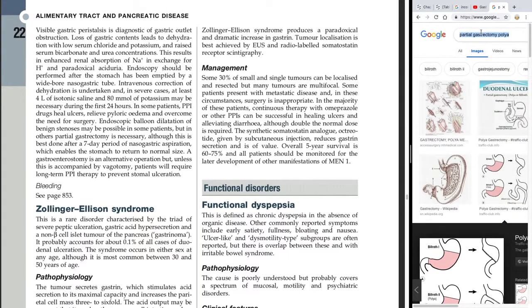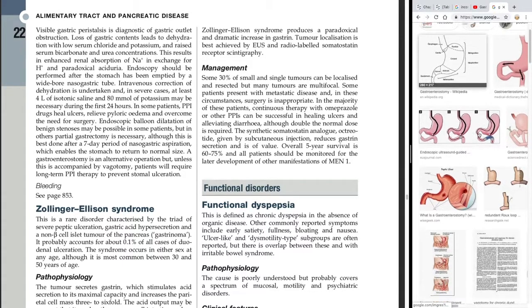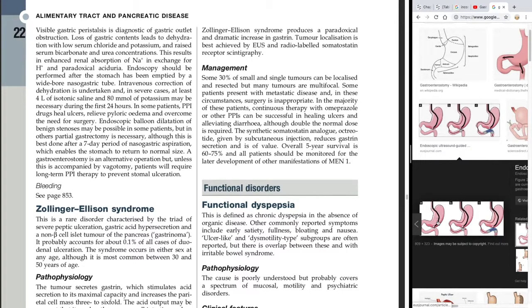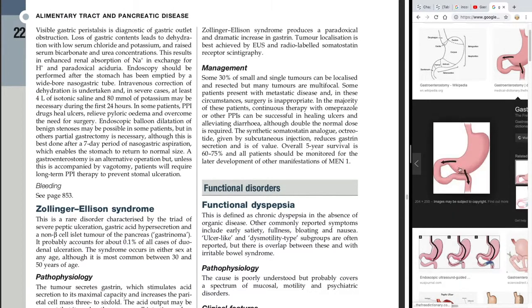So let's search for that, see how it looks like. Gastroenterostomy. So this is how it looks like. This is the stomach, this is the small intestine, and they create a hole between the stomach and small intestine. So when you do gastroenterostomy, you either have to do vagotomy, which is cutting of the vagus nerve that supplies the stomach, or you have to give long-term PPIs, proton pump inhibitors, which reduces the secretion of the stomach.